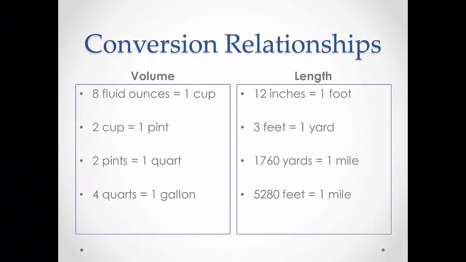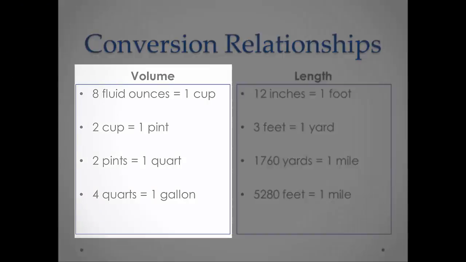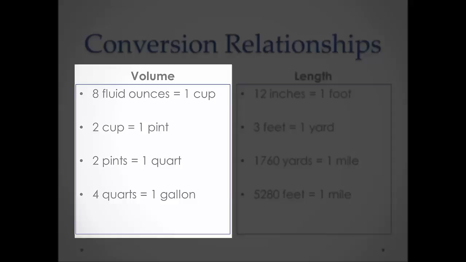Now let's talk about some of the conversion relationships we have both in volume and in length. Let's start with volume on the left-hand side. Our first one, we have 8 fluid ounces equals 1 cup. Again, this is a relationship between two numbers. One is the 8 fluid ounces, and that's equal to, or the same as, 1 cup.